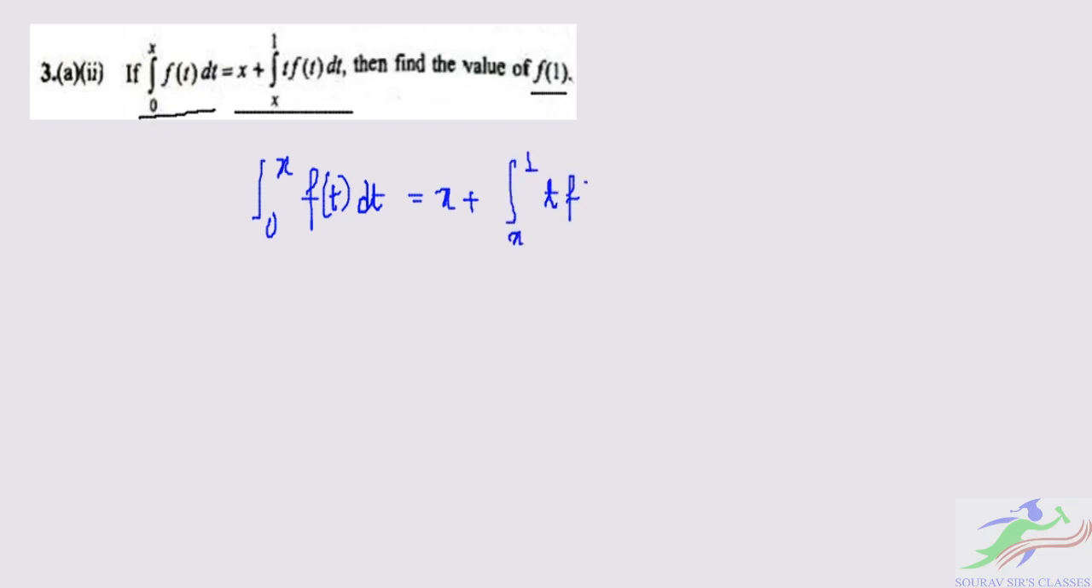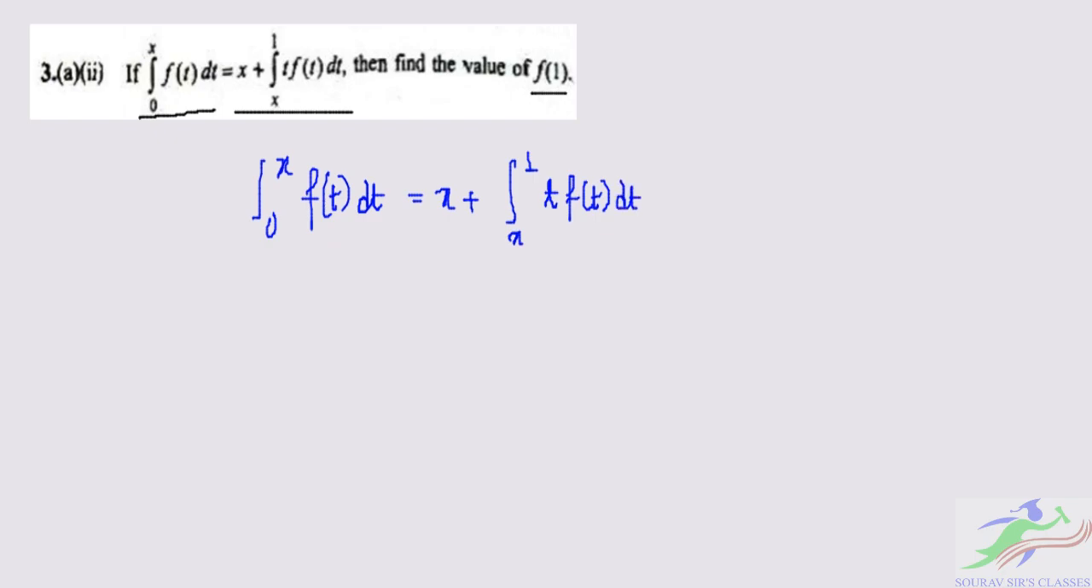This question is saying that if the integral 0 to x f(t) dt is equal to x plus integral x to 1 t f(t) dt, then you have to find the value of f(1). So that is the question given. What is given? First write it in this manner: integral 0 to x f(t) dt, which is equal to x plus integral x to 1 t f(t) dt.